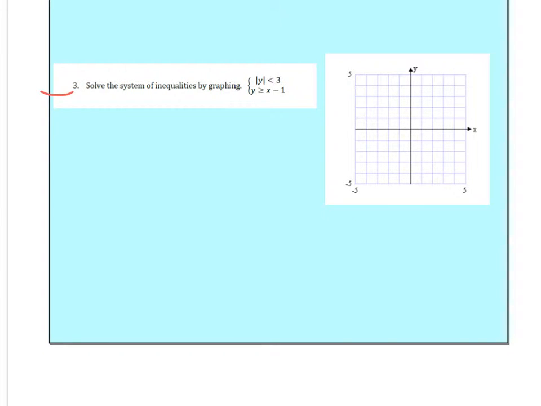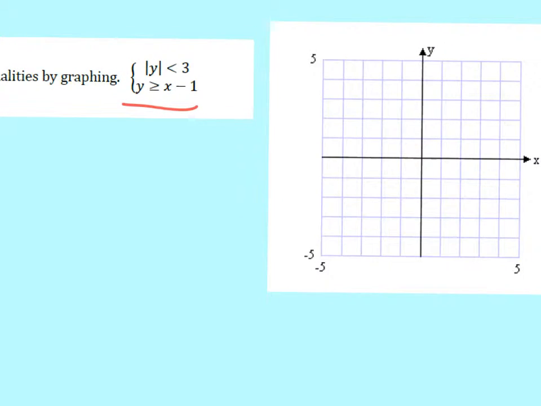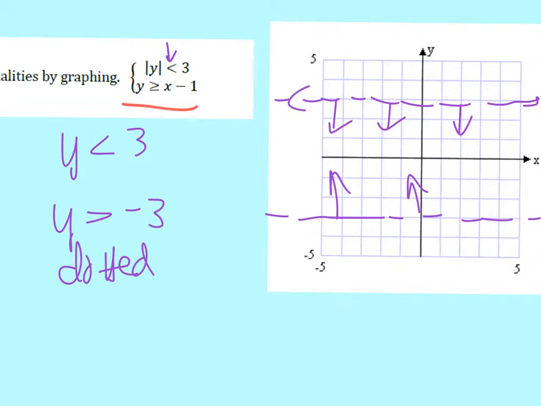Solve the system here by graphing. y is less than 3, and y is greater than x minus 1. So y is less than 3, and y is greater than negative 3. If it's just like that, that means it's going to be dotted. So y less than 3 is going to be right here, and it's going to go down. y greater than negative 3 would be right here, and again dotted. That's going to go up.